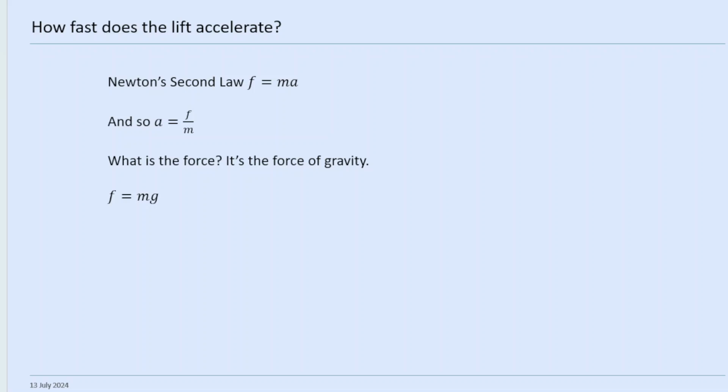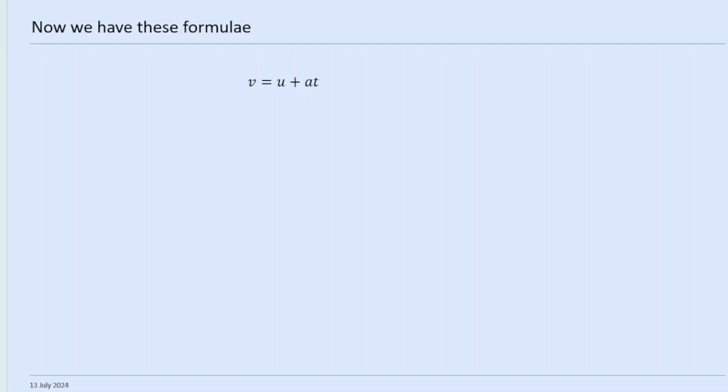So the force is F equals m times g. We substitute in for F, so what we get is a equals mg over m. The m's cancel, and we just get g, the acceleration due to gravity, which is 9.8 meters per second squared. Meters per second squared is another way of saying it.